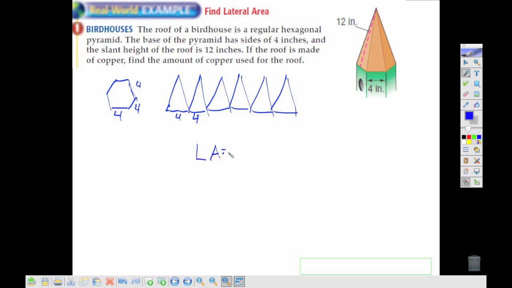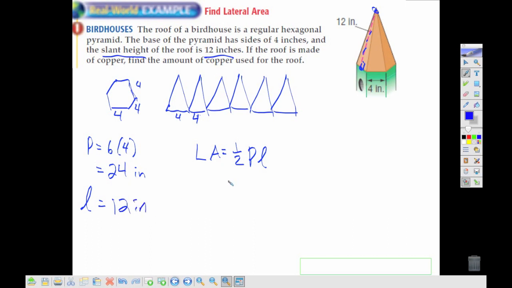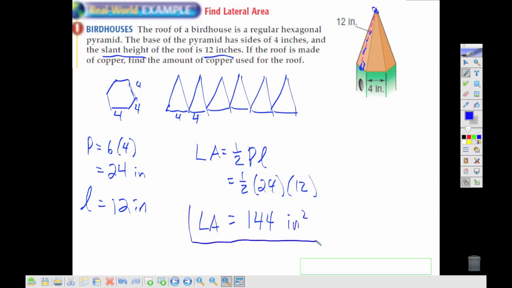Well, it would be better to think about our lateral area, our formula being 1/2 PL. We think about the perimeter of our base, since we have 6 sides and each one has a length of 4, our perimeter will be 24 inches. We'll also need the slant height L, which we just need to make sure that we're coming from the vertex down to the middle of the side, and they told us that this is the slant height, but we see that it's coming down the middle there, so that 12 is our slant height, and so our lateral area is going to be 1/2 of 24 times 12, which comes to 144, so lateral area is 144 square inches.